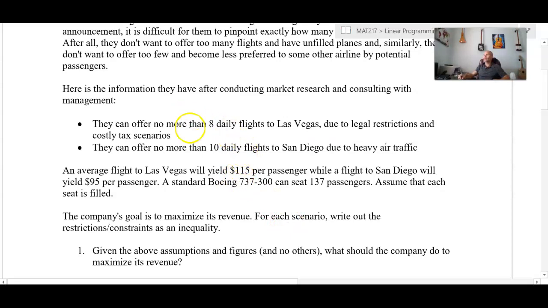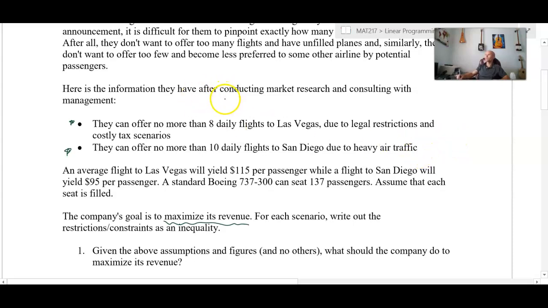Okay, so we're going to need some variables here. We know this is going to be a linear programming problem because we're trying to maximize revenue, and our constraints are going to be linear in this process. So we want to know, what should the company do to maximize its revenue given what we've considered so far, these two bullet points? And we need a couple of variables here.